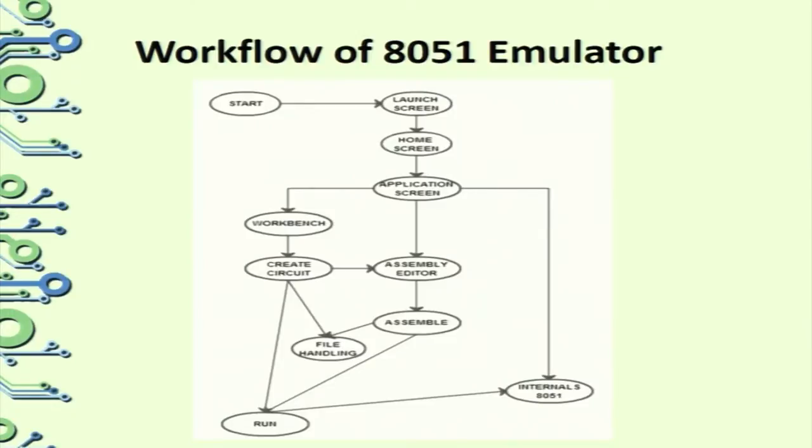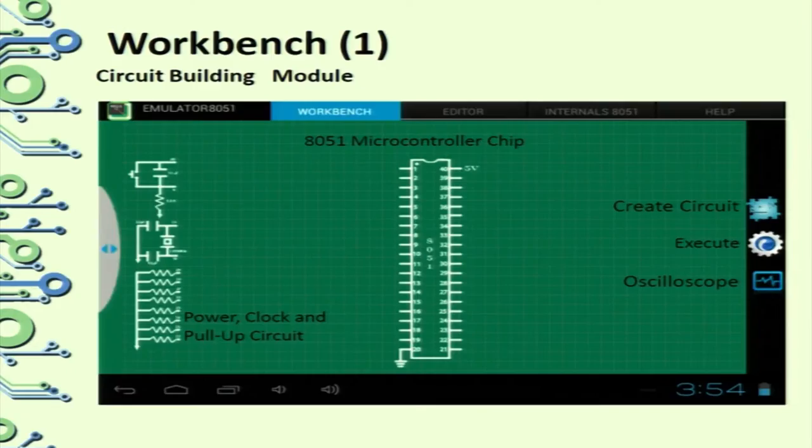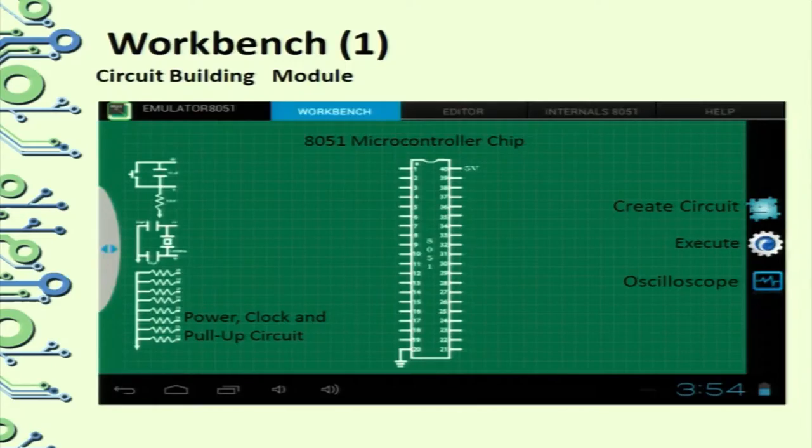Both the modules provide the user with an option to perform file handling operations. Now talking about the very first module of our application, which is the workbench. The workbench, which is the very basic user interface of our application, this is how it looks. It has the 8051 microcontroller chip and the power, timer and pull-up circuit already placed on the grid.